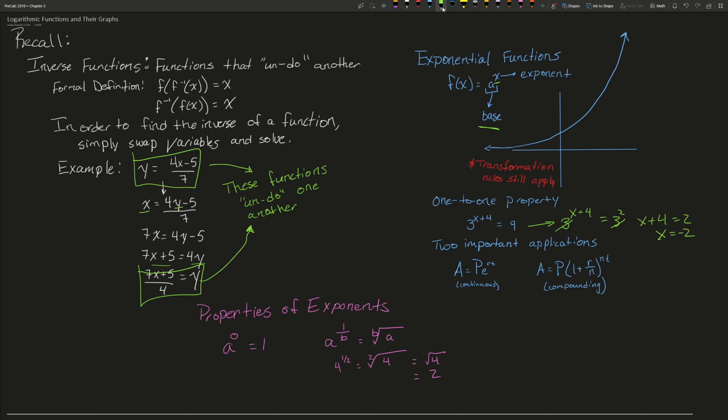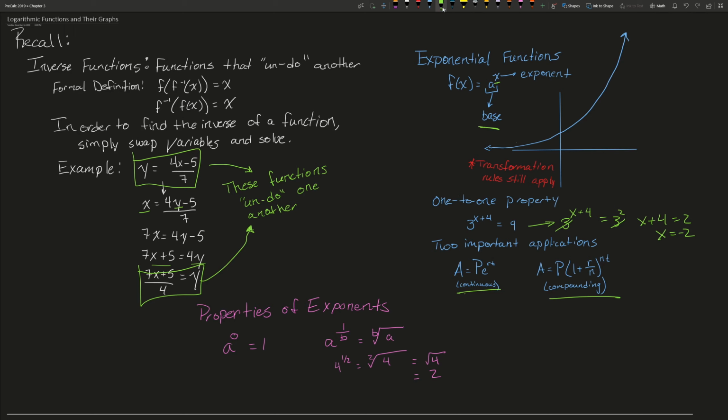We also need to recall that we have two very important equations used in the growth of money. We have A is equal to P e to the rt, and A is equal to P times (1 plus r over n) to the n times t power. The first one is the continuous function, and the second one is compounding a certain number of times a year.